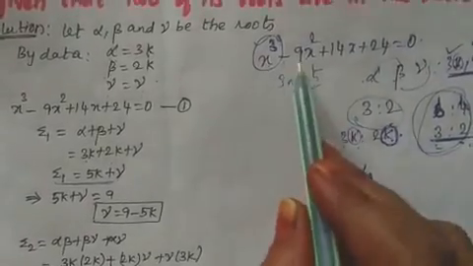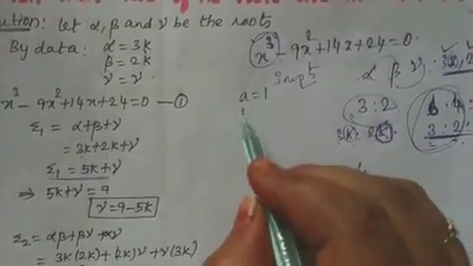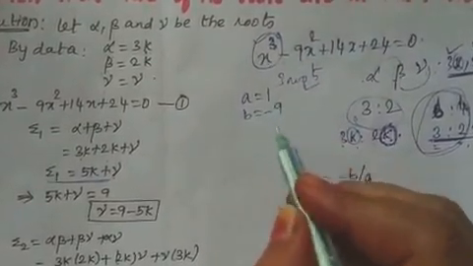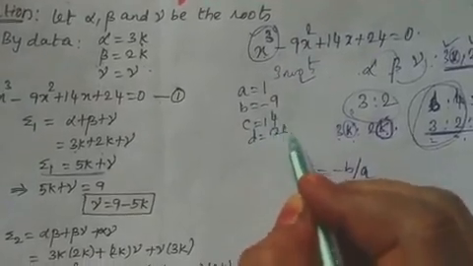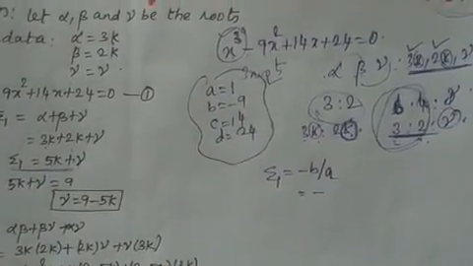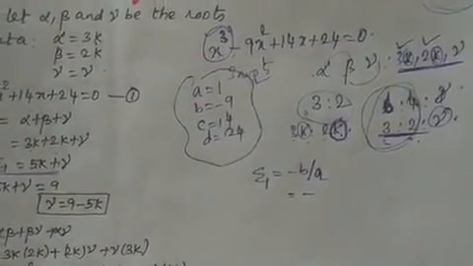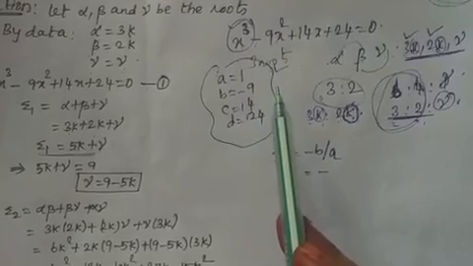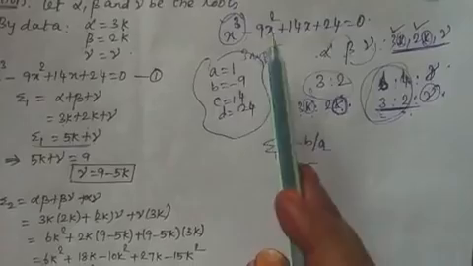So in this equation, write what is a. A is equal to 1, the coefficient of the higher power. B is equal to minus 9. C is equal to 14. D is equal to 24. Okay, what is A? A is equal to 1. B is equal to minus 9. C is equal to 14. And D is equal to 24. Okay, good. So we have found A, B, C, D by comparing it with the general equation.